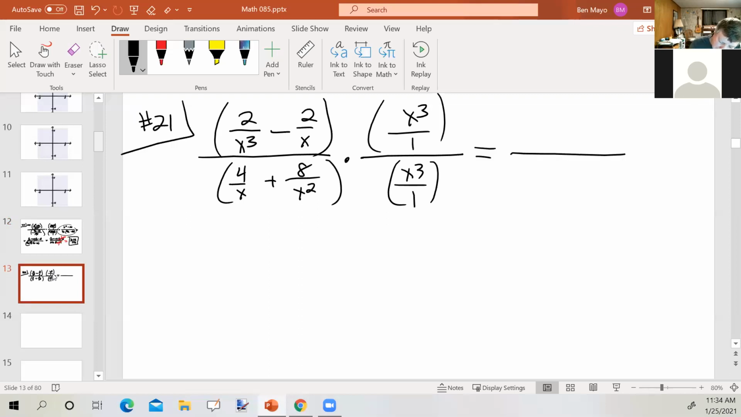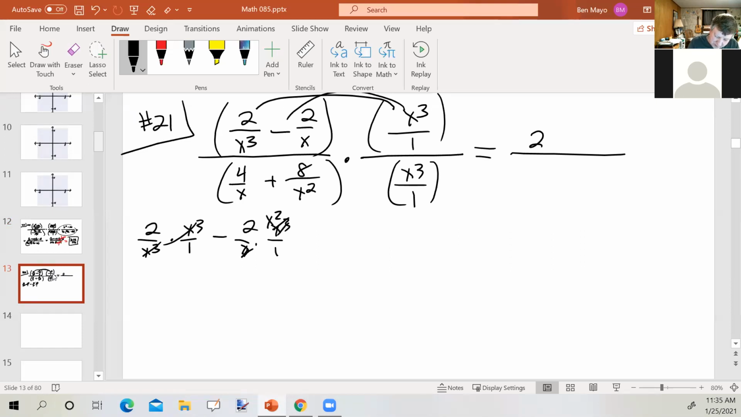And then we're going to distribute that on top and on the bottom. So I'm going to take x cubed times 2 over x cubed. So I've got 2 over x cubed times x cubed over 1, which is going to reduce down to 2. Minus 2 over x times x cubed over 1. X cubed over x would be x squared, so we get minus 2x squared. So that's our entire new numerator.